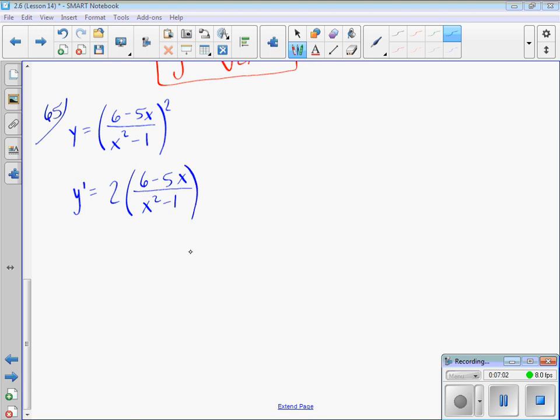And then what do I still have to do? Yeah, so if I multiply by the derivative inside, low, what's d high? Negative 5 minus high, d low, 2x over x squared minus 1 squared.